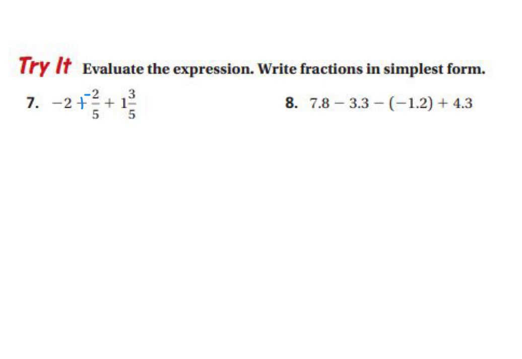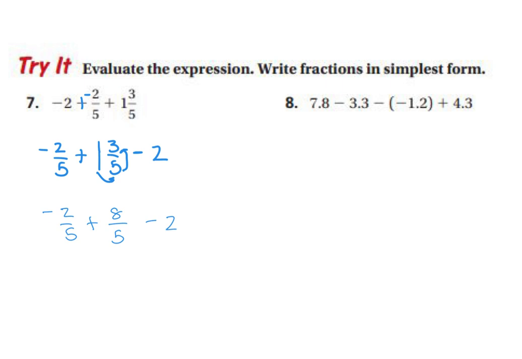So I'm going to rewrite this as negative 2/5 plus 1 3/5, and then the minus 2. I'm going to convert this to an improper fraction, so it'll be negative 2/5 plus 1 times 5 is 5, and 3 more is 8. And then minus 2.